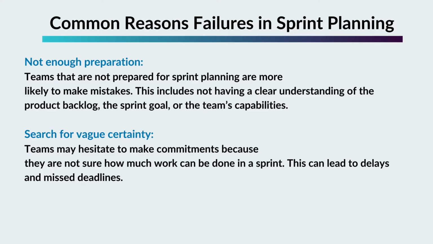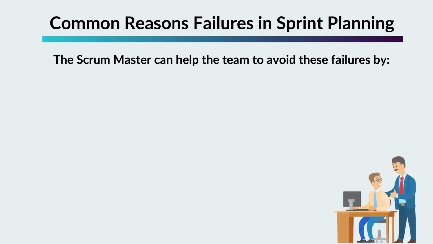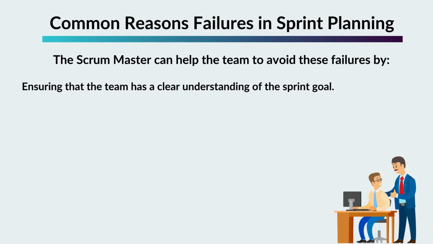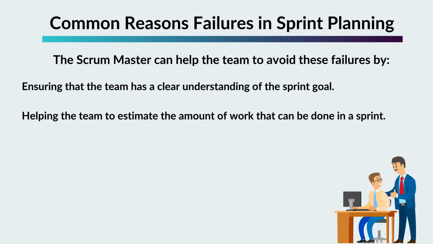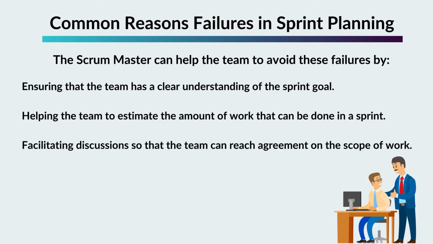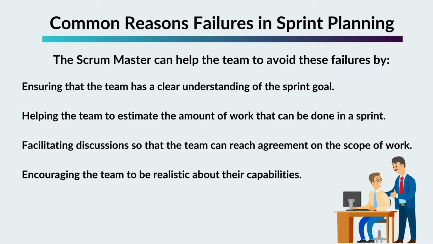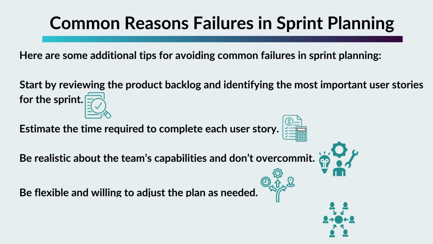The Scrum Master can help the team to avoid these failures by ensuring that the team has a clear understanding of the sprint goal, helping the team to estimate the amount of work that can be done in a sprint, facilitating discussions so that the team can reach agreement on the scope of work, encouraging the team to be realistic about their capabilities, and helping the team to plan for known events. By following these tips, the Scrum Master can help the team to create a successful sprint plan. Here are some additional tips for avoiding common failures in sprint planning.